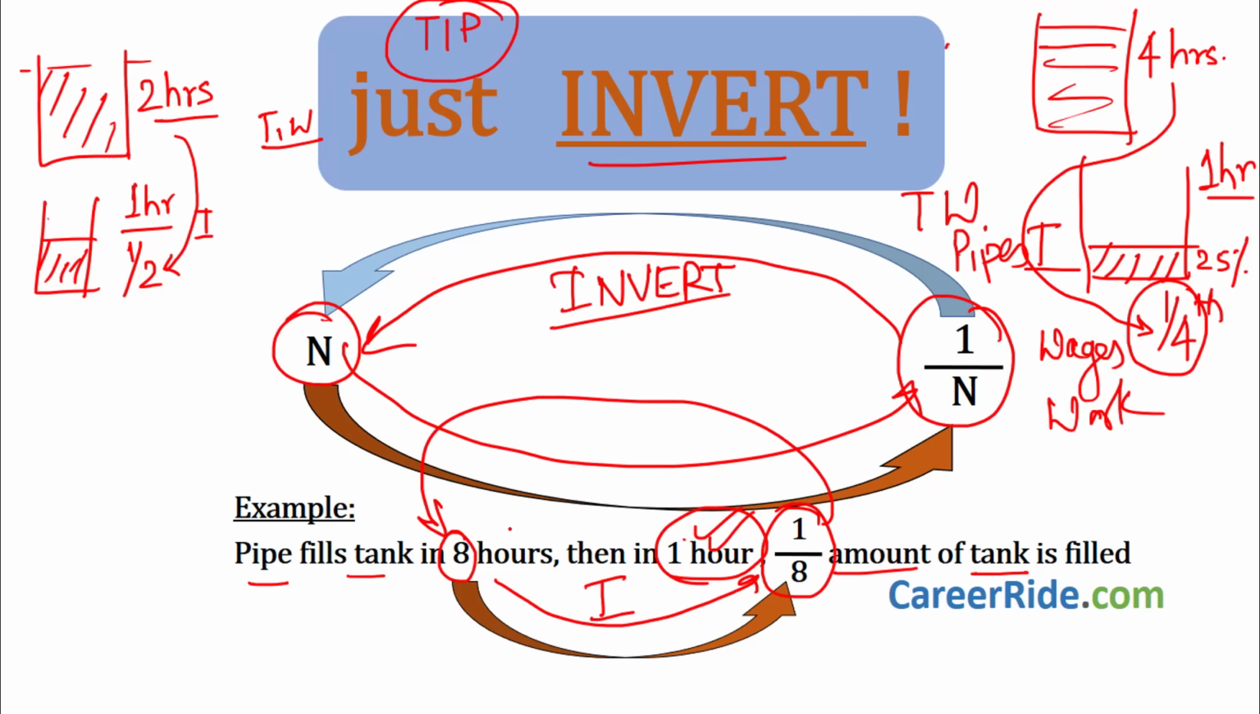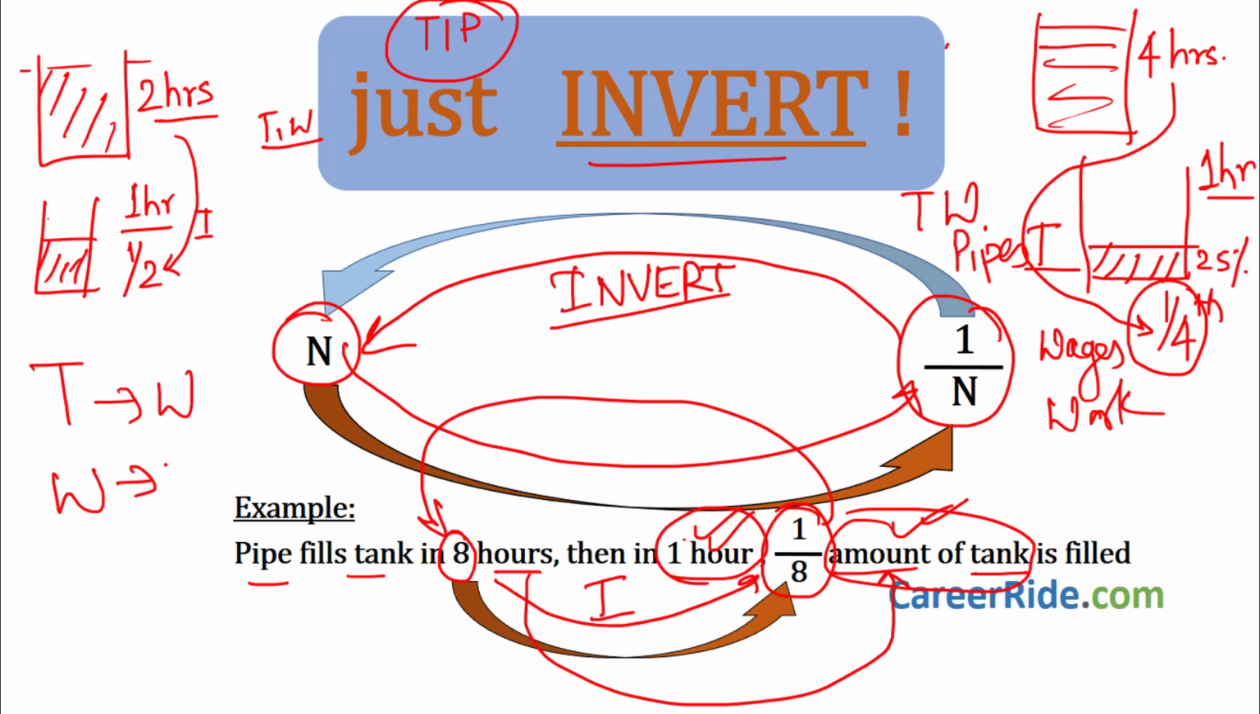So here we see the time which is given in hours gets converted into work done, that is the amount of tank filled, while inverting, and again vice versa. When we go from amount of tank to hours, the work done gets converted to time. So time gets converted to work and work gets converted to time when we invert. It is not difficult, it is very easy. Whenever they have given the number of hours, you can invert and get the amount of tank filled in just 1 hour. Very small concept which you should remember.